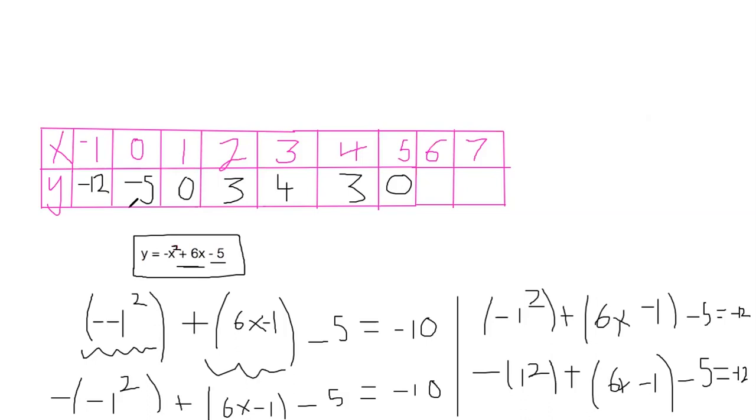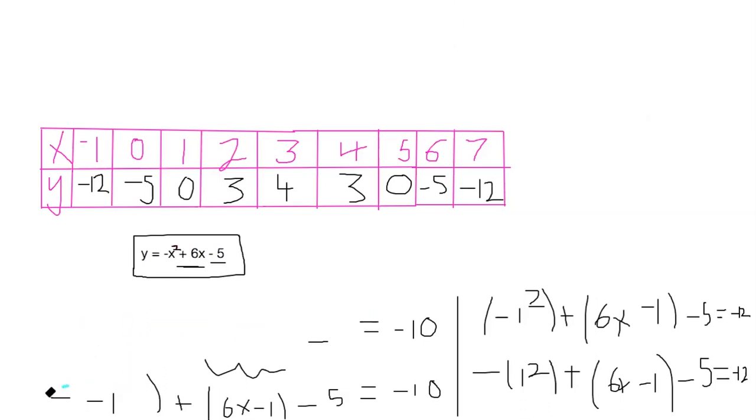-6... oops. 6. -5, and then 7. When I do my 7s, I get -12, fine. Okay, so that's our table now. Then we can plot it. Yes, when we plot it, it will work fine.